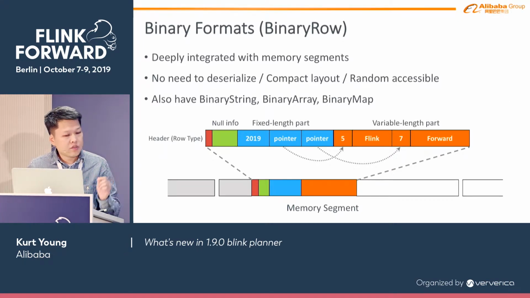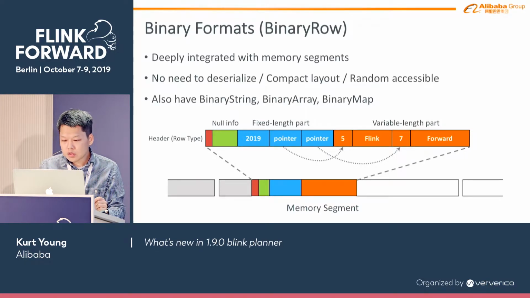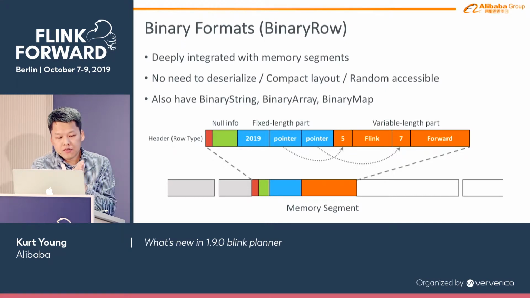Still using the previous example, we have a fixed length for each field. Each field will occupy 8 bytes for this fixed-length part. Even for a string, which is variable length, for types like an integer or double, we can store the data as it is in this slot. But for variable-length data, we store a pointer which points to the actual address where the real data is stored. So it's a really efficient and compact layout. We don't have to pay the price for deserialization anymore.